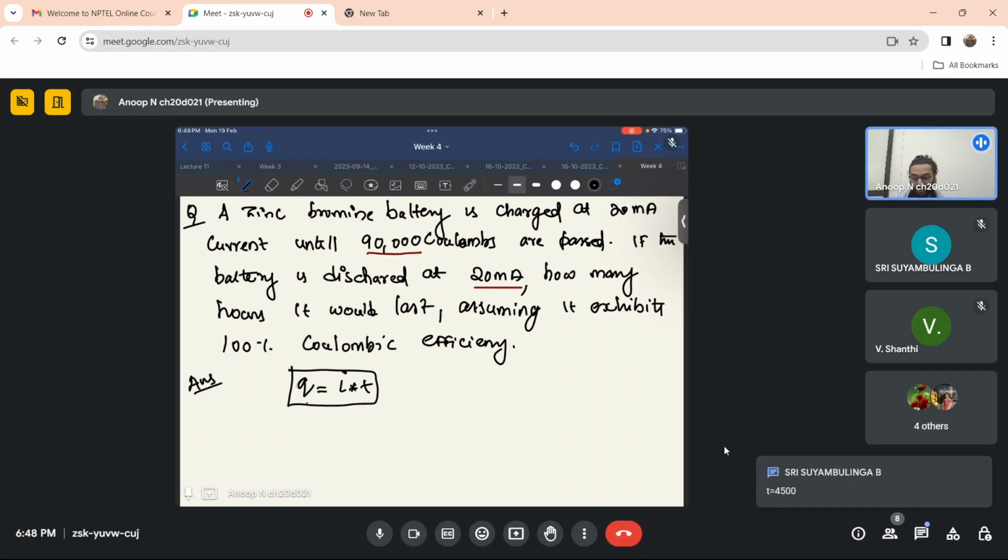No, no. t is equal to 4500? 4500 means there is some mistake happened. Let me check. 4500 seconds you told, right? There is some part missing. So 1000 is missing. Current is given in milliampere. You have to convert it into ampere. That's the SI unit. Somewhat the answer is correct, but you are missing a few zeros.